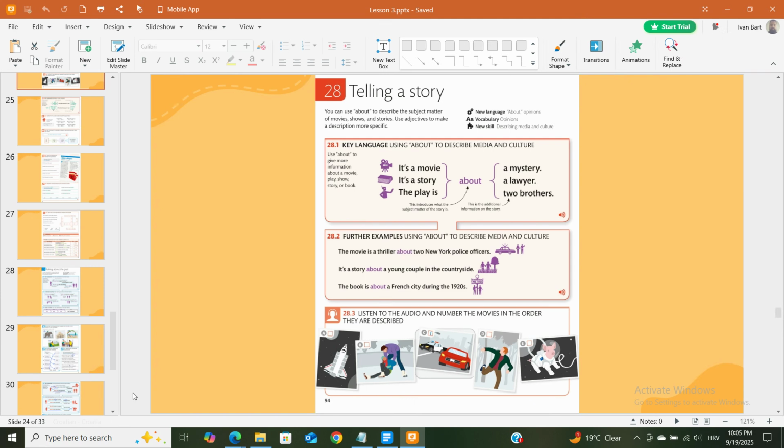28.2 Further examples: using about to describe media and culture. The movie is a thriller about two New York police officers. It's a story about a young couple in the countryside. The book is about a French city during the 1920s.